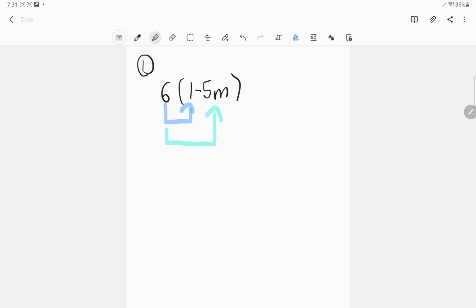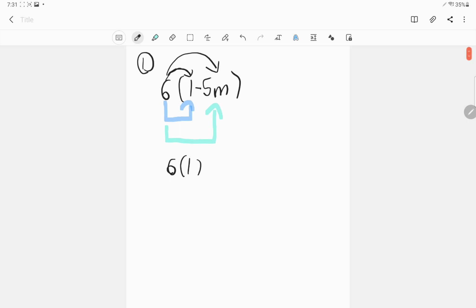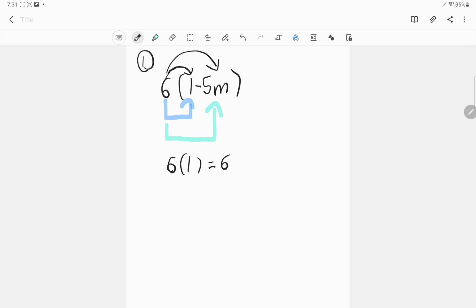Okay? That's what is called the distributive property. You're going to have to multiply the 6 by 1 right here, right? And then the 6 by the negative 5m. So let's do that. So 6 times 1 is going to equal 6, right?